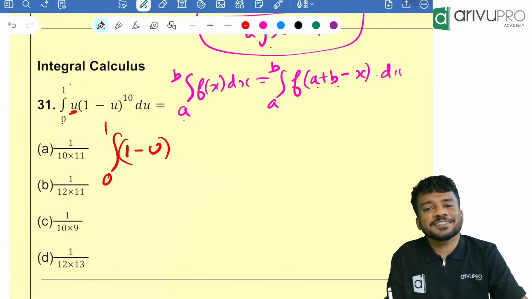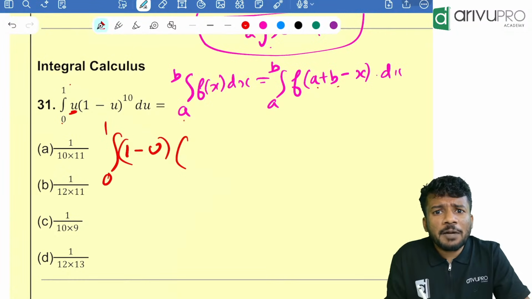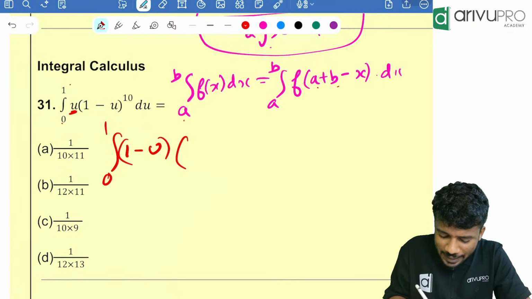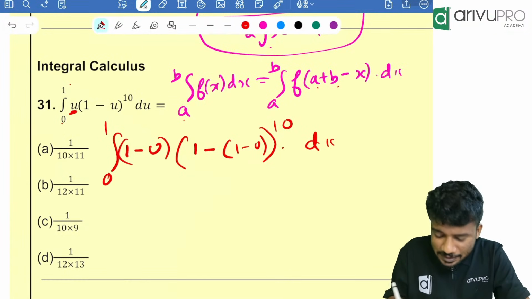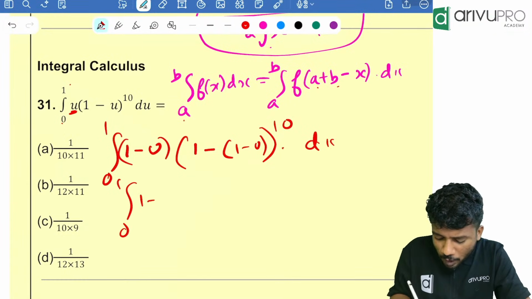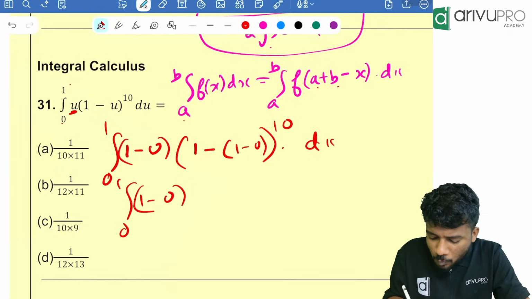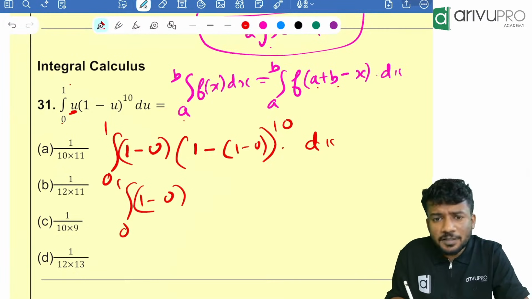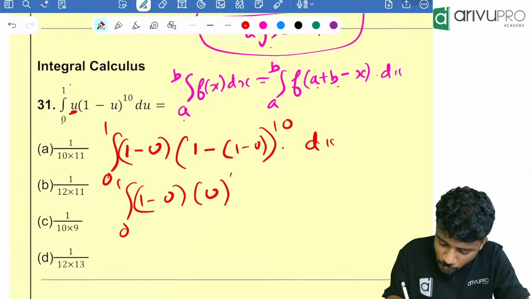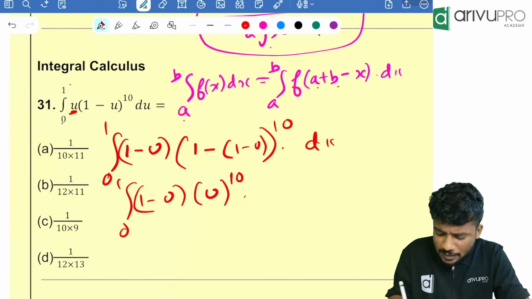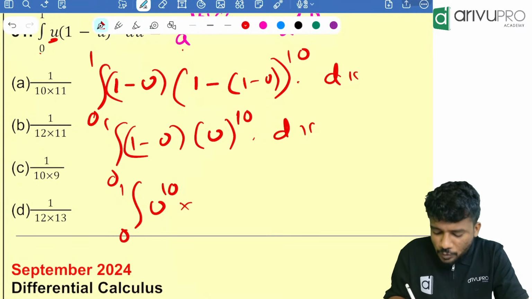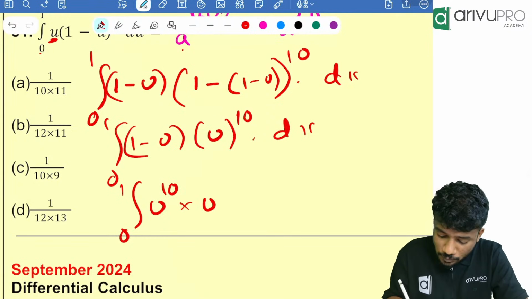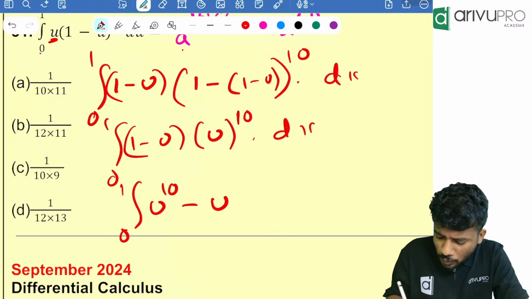It will become 1 minus u into u. 1 minus u will become what? So a plus b, a plus b is how much? 1 minus of 1 minus u the whole raised to 10, into dx. Now people, integral of 0 to 1, 1 minus u into... so people, minus 1 and 1 got cancelled. What is remaining? u is remaining. So u raised to 10 is remaining. Now open the bracket with this u raised to 10. So it will become integral 0 to 1, u raised to 10 minus u raised to 11 dx.